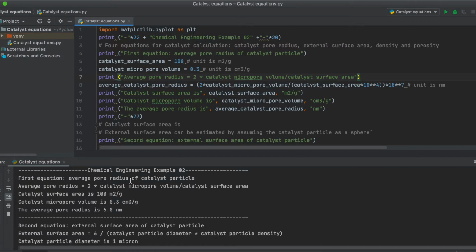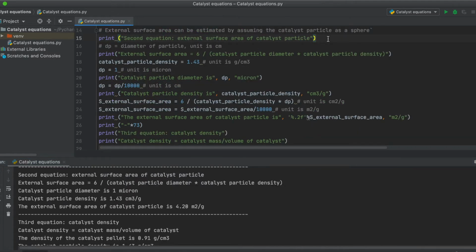As I mentioned, the average pore radius of catalyst particle is calculated from the catalyst pore volume divided by the catalyst surface area. Starting with 100 square meter per gram as the surface area and 0.3 cubic centimeter per gram as the pore volume, the calculated average pore radius for this catalyst is 6 nanometer.